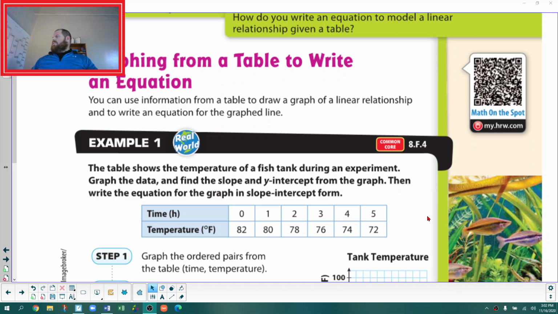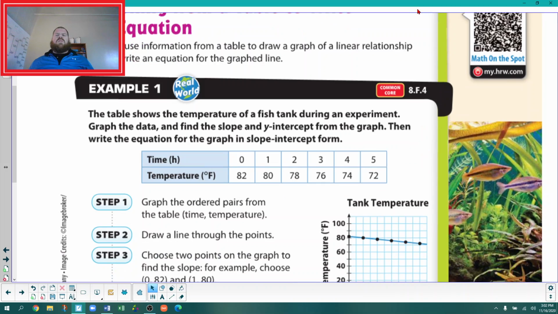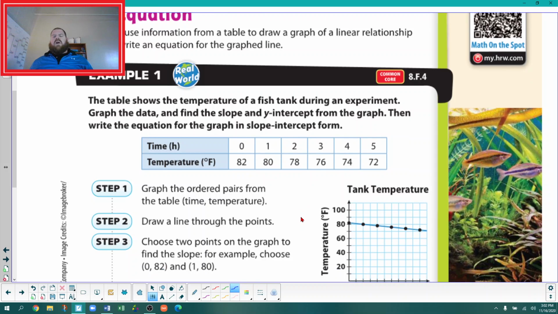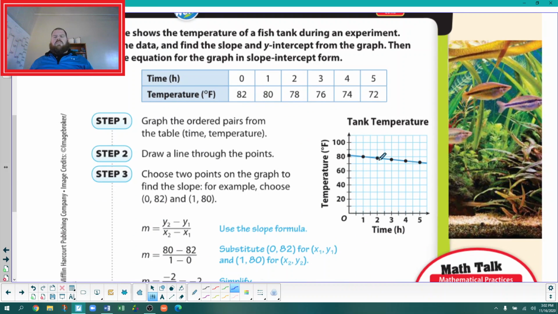The first one talks about a table, shows the temperature of a fish tank during an experiment. We want to graph the data, find the slope and the y-intercept from the graph, and then write the equation in slope-intercept form. So it's almost like taking a step back, but it's what I talked about in class, that we can always just graph whatever information we're given, and see if we can figure out what we need from that graph. So they graph all their points and draw a line. That's the line that we want to find the equation of. We want to figure out what equation models that line.